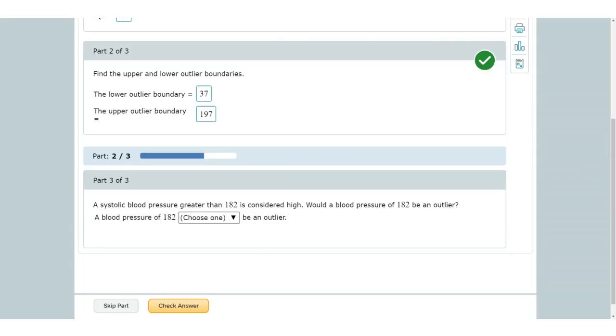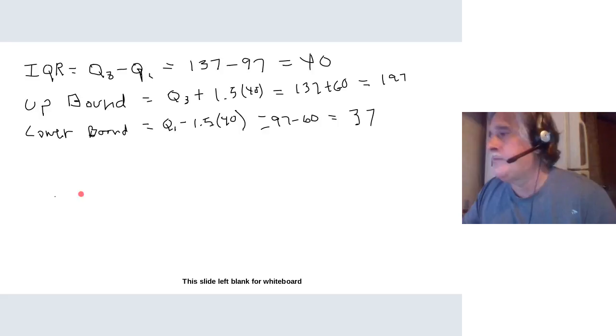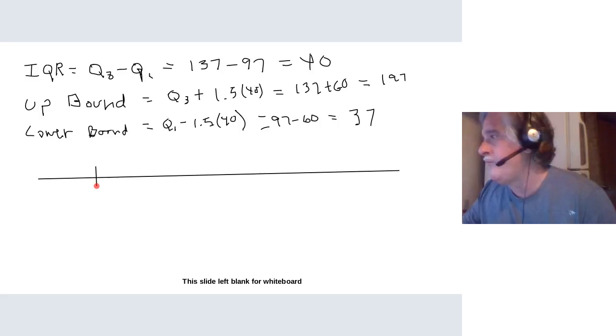Because you can kind of think of it like this. And that's why we did that box plot. All right. Essentially, we can kind of think of it as a line. Well, it's a terrible line. So 37 would be right here. So 37, 197. So 180 is right in there.